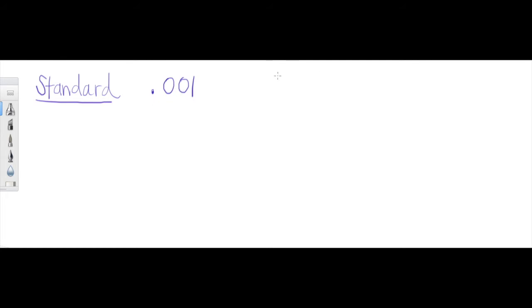Standard form as a decimal looks like this. This is 1,000th. We can also write 1,000th as a fraction. Standard form is just writing what the number looks like.